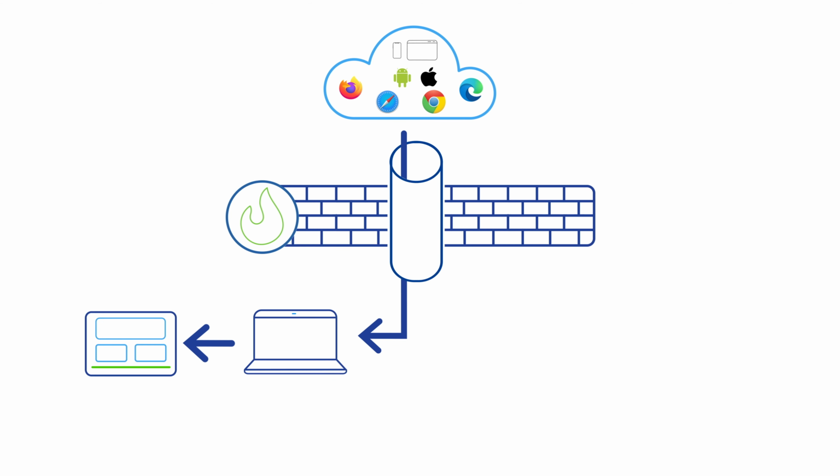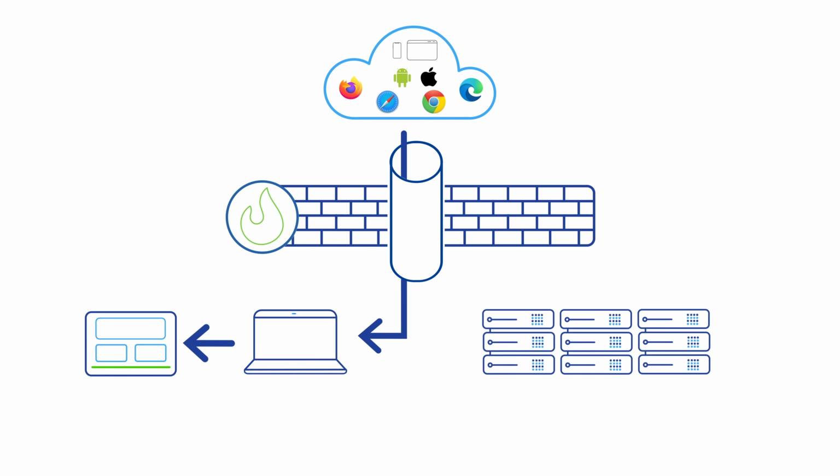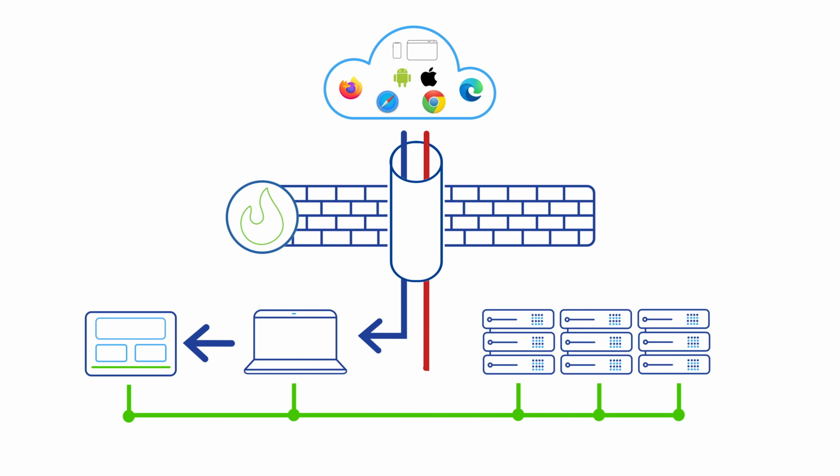But this creates a huge problem. The SaaS provider now also has access to everything that your machine has access to. So if your machine has access to other internal systems, which in most cases it does, then the SaaS provider now also has full access to them.